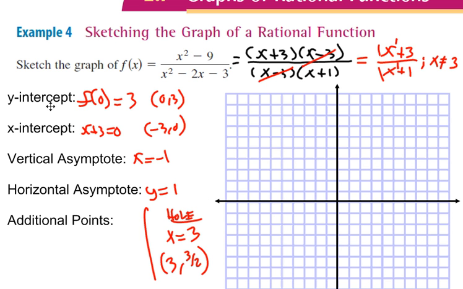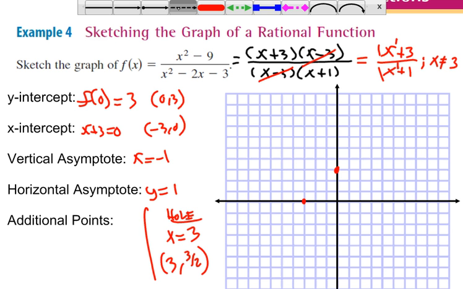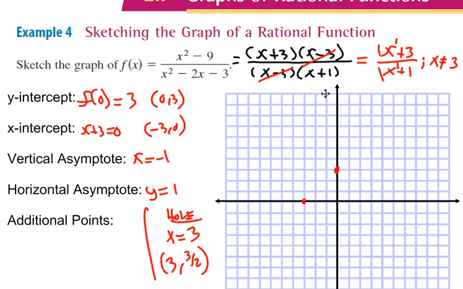Okay, so we have a y-intercept of 3. So I'll put that right there. We have an x-intercept of negative 3. Put that right there. We have a vertical asymptote at negative 1. So let's go ahead and put that right there. Get my little dotted line. And x equals negative 1, so right here. And we have a horizontal asymptote at 1. We have that.